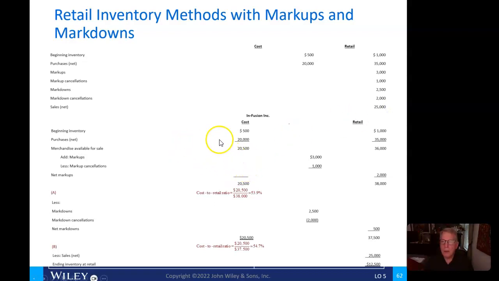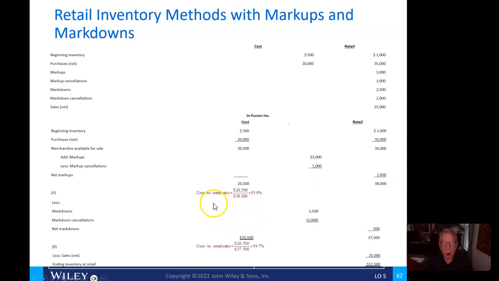So Infusion then has this beginning inventory, 500, and purchases $20,000. So merchandise available for sale is $20,500. We'll add the markups less the markup cancellations. And that is going to take us to $36,000 beginning inventory plus purchases, and in addition, the $2,000 net markups, for a total of $38,000.